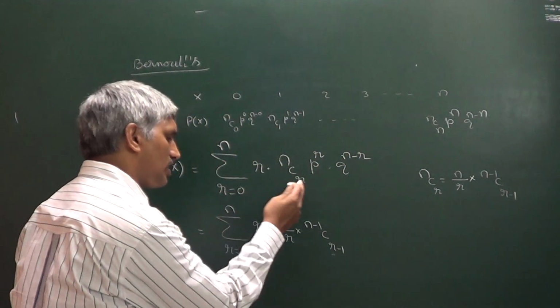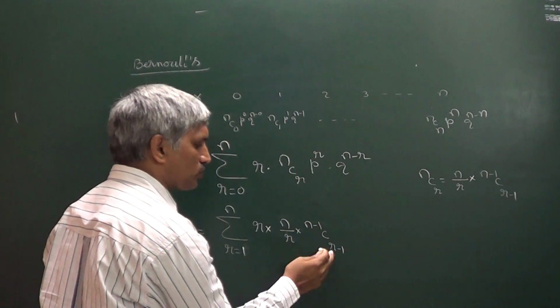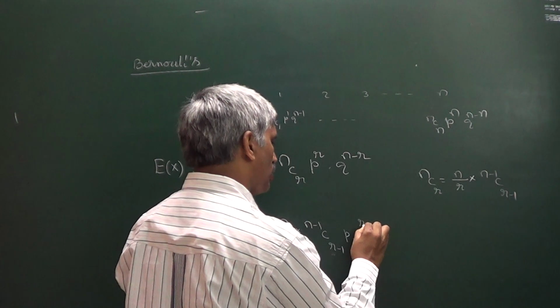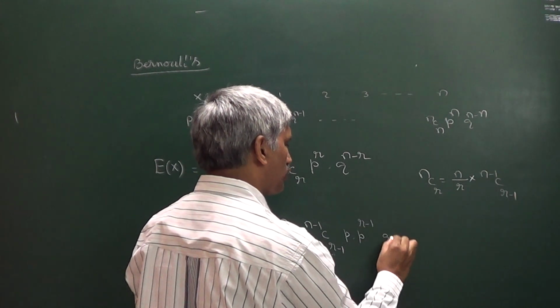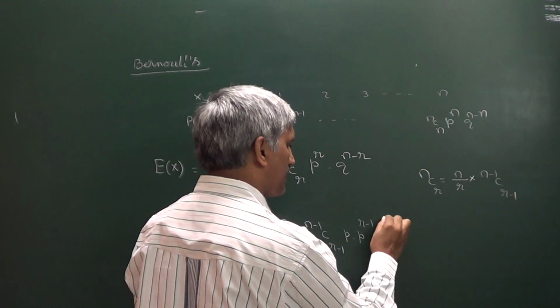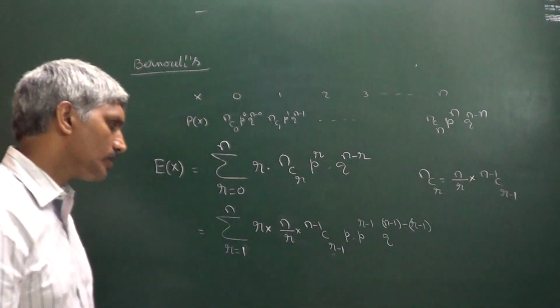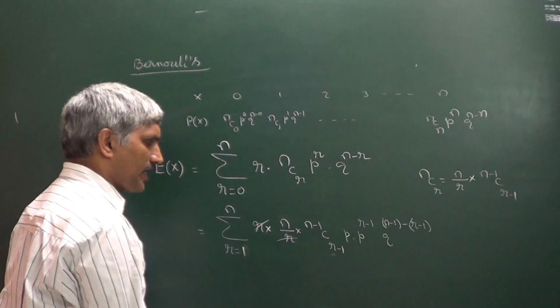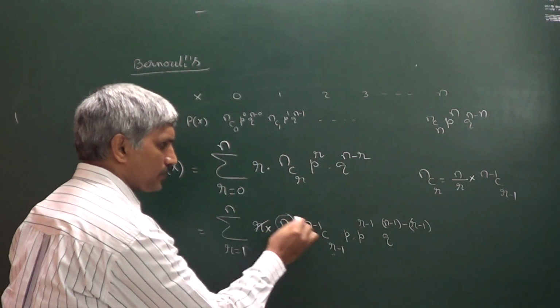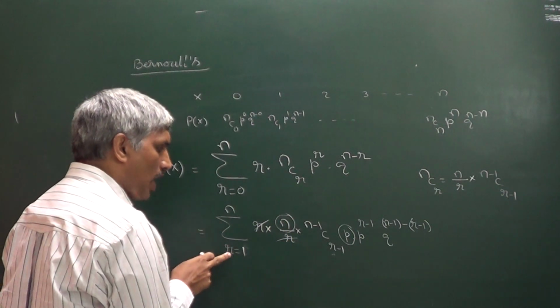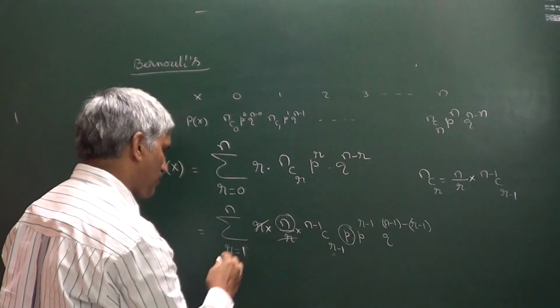So nCr can be written as n by r into n minus 1 C r minus 1 into p to the power of r minus 1 into q power n minus r, which can be written as n minus 1 minus r minus 1. So here r gets cancelled. This is n and this part is p. Now the sigma depends on r, so n and p we can write outside.